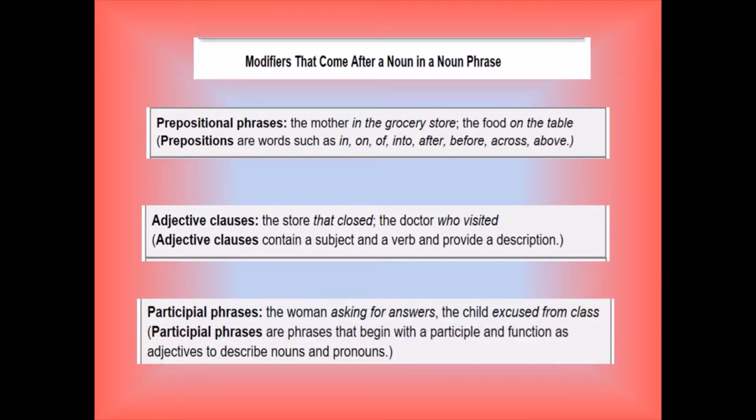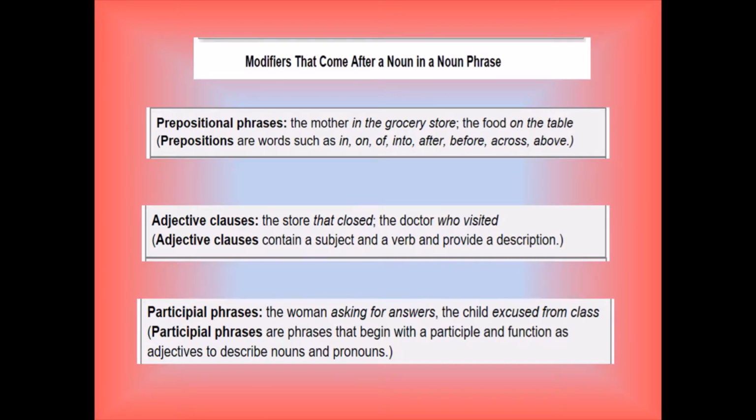Next, we also have participial phrases. What is a participial phrase? It begins with a participle and functions as an adjective to describe nouns and pronouns. Earlier, we had participles that appear before a noun in a noun phrase. Now we have participial phrases. Here are several examples. First, the woman asking for answers. Our participial phrase is asking for answers, and it started with the word asking, which is considered a participle.